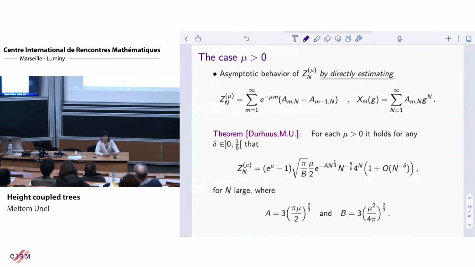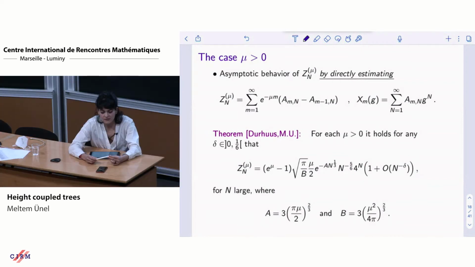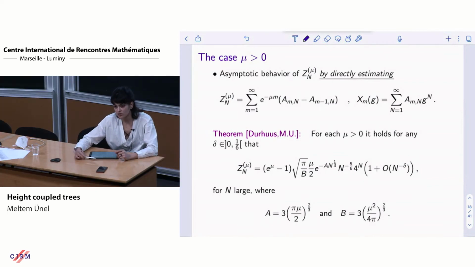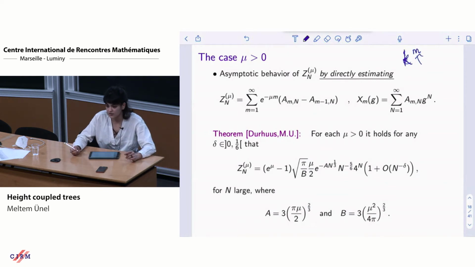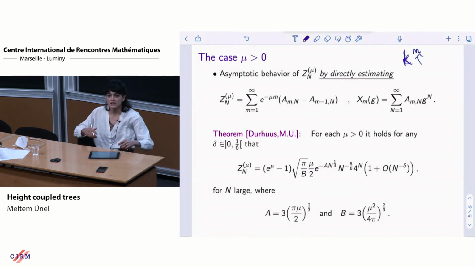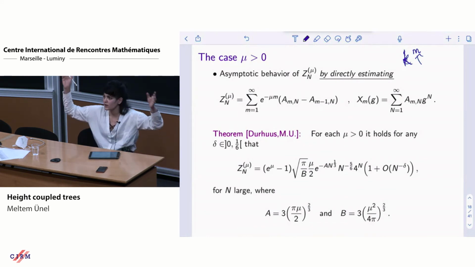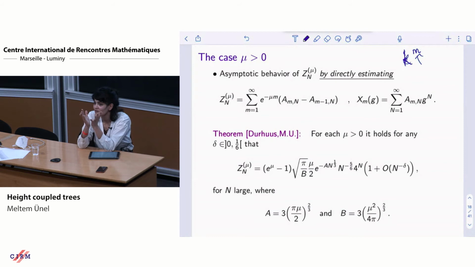Okay, so let's move on to the more interesting case of mu greater than 0. So in the previous case, when mu was smaller than 0, these exponential factors were of the form k to the m, where m was the height of a tree. So I was favoring the longer trees. I was giving higher weight to the longer trees, and I was telling them to grow longer and longer. And at the end, they chose to grow very narrow and very long, which is shown by the Hausdorff dimension being equal to 1. Now I'm going to suppress them.